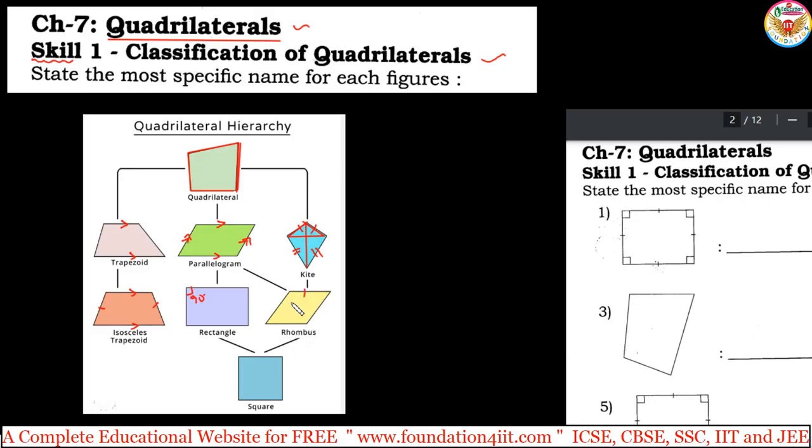And a rhombus has all sides equal. Same as the parallelogram properties, all the sides are equal here, and opposite sides are parallel and equal. And if every angle is 90 degrees, it's a square. So you know the shapes and names already learned.